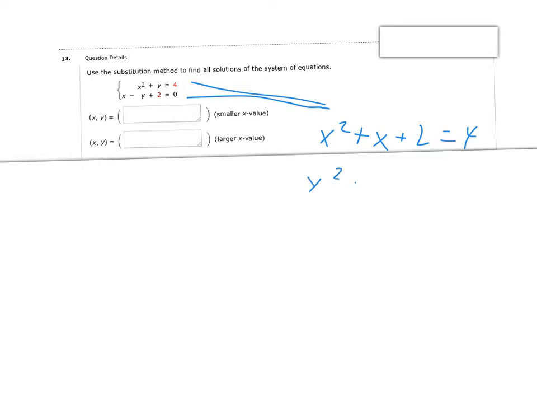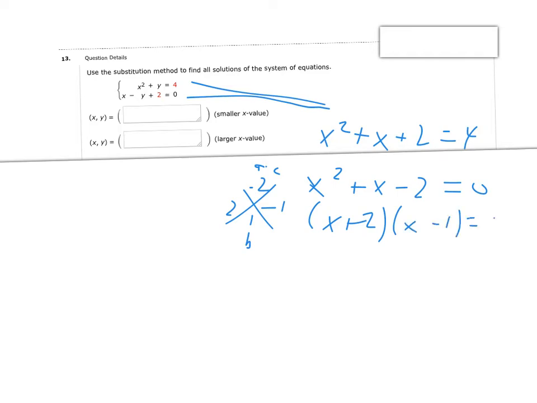Now this is a quadratic, so I need to get one side to 0 and factor. So think of 2 numbers here that multiply to negative 2. I always do it with a times c up here and b on bottom. If you have a different method of factoring, that's fine. So this would be multiplying to negative 2 and adding to 1, which would be positive 2 and negative 1. And so I can put it as x plus 2 times x minus 1 equals 0. So x equals negative 2, x equals positive 1.